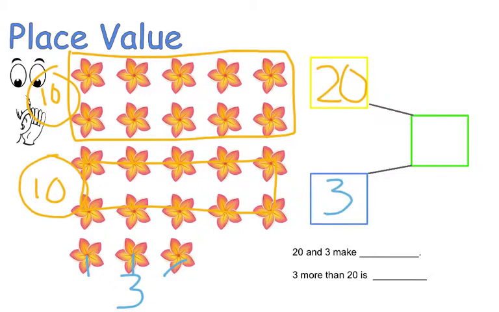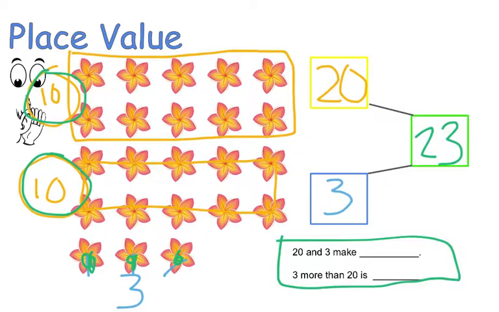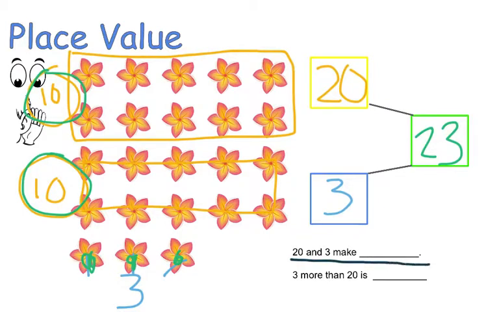So now let's count on to solve our number bond. We have 10, 20, 21, 22, 23. Good. So let's now look at our sentences down on the bottom. They have 2 sentences this time. So the first sentence says, 20 and 3 make.